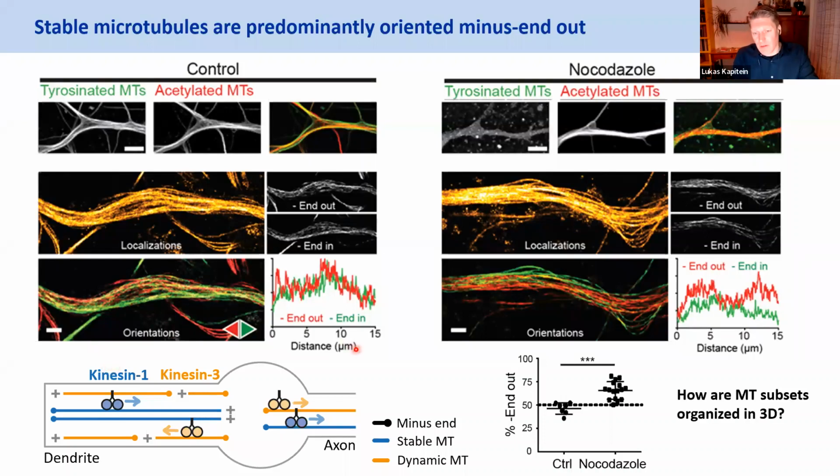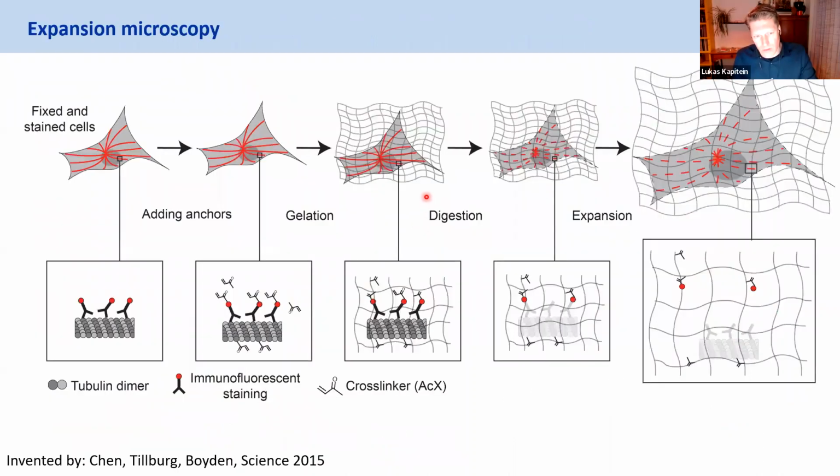Now, this is quite an interesting insight, but still it's a bit limited because we do this all in 2 dimensions, and we became more and more interested to understand microtubule specific organization in 3 dimensions. And here localization microscopy is not necessarily the best approach, and we started to turn to expansion microscopy, which was at that point just introduced by the lab of Ed Boyden.